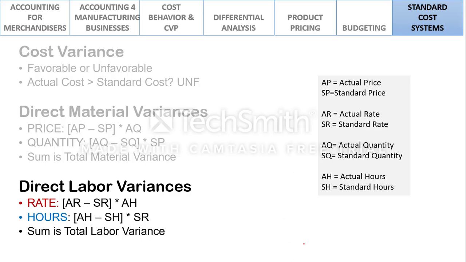When we look at direct labor, it's very similar. We have a rate where we compare actual rate to standard rate and multiply by the actual hours. Or we have the hours that we look at where we compare actual hours to standard hours and we multiply that by the standard rate. The sum of both of those again will be the total labor variance. And with that, we've actually done a general overview of accounting for merchandising, manufacturing, and decision makers.